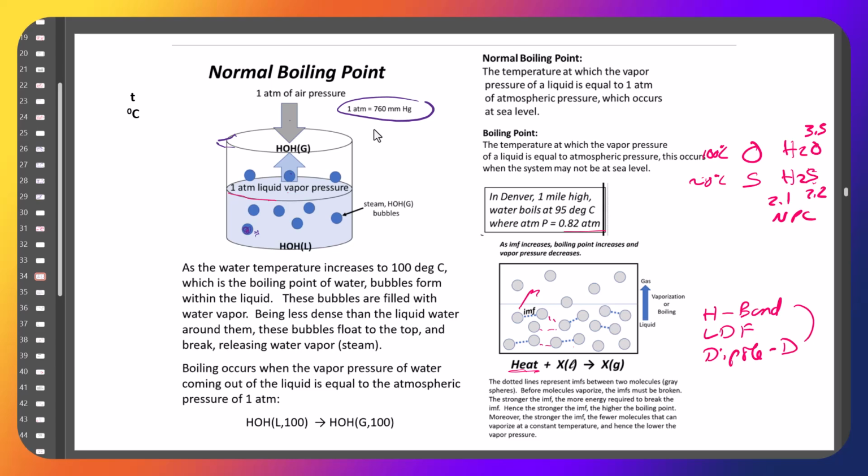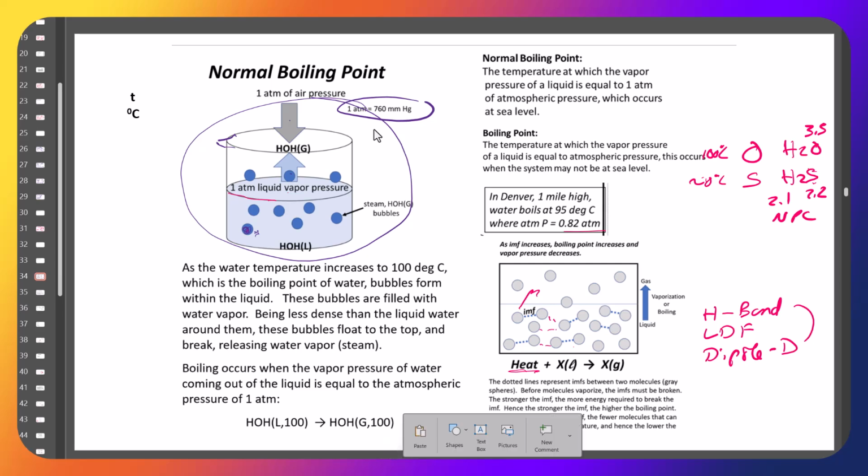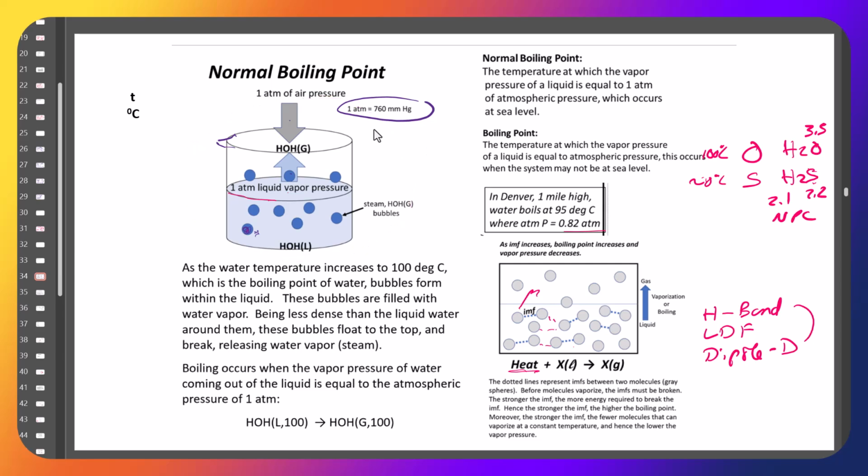If we enclosed this, made it a closed system, we kept the pressure 1 atmosphere, the temperature would stay constant at 100 degrees, and we would have an equilibrium between evaporation and condensation. Okay? If we have an open container, the temperature is still going to stay at 100 degrees until almost everything evaporates out. But at the boiling point, the temperature is constant until everything boils away.